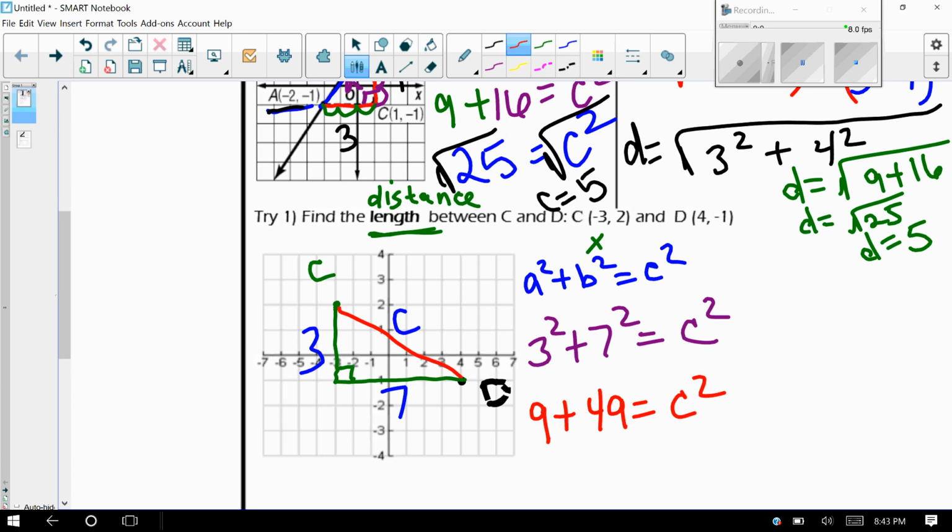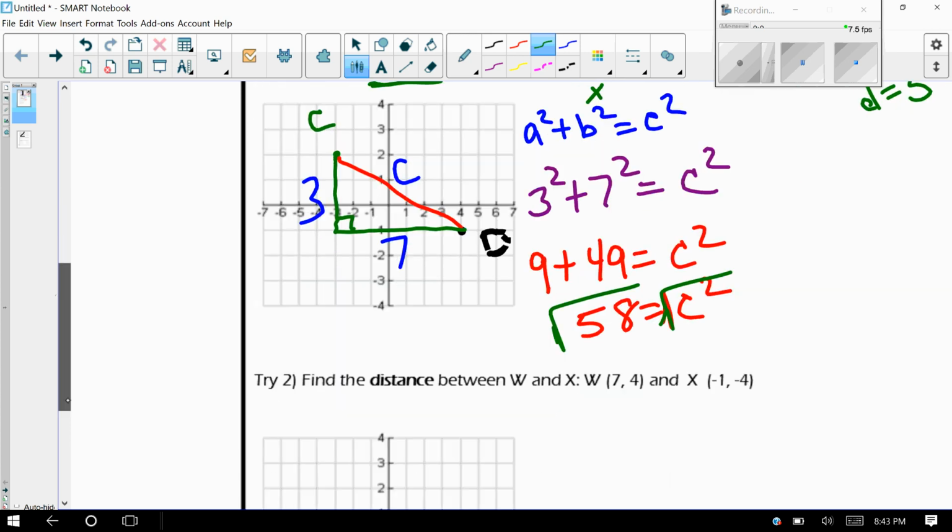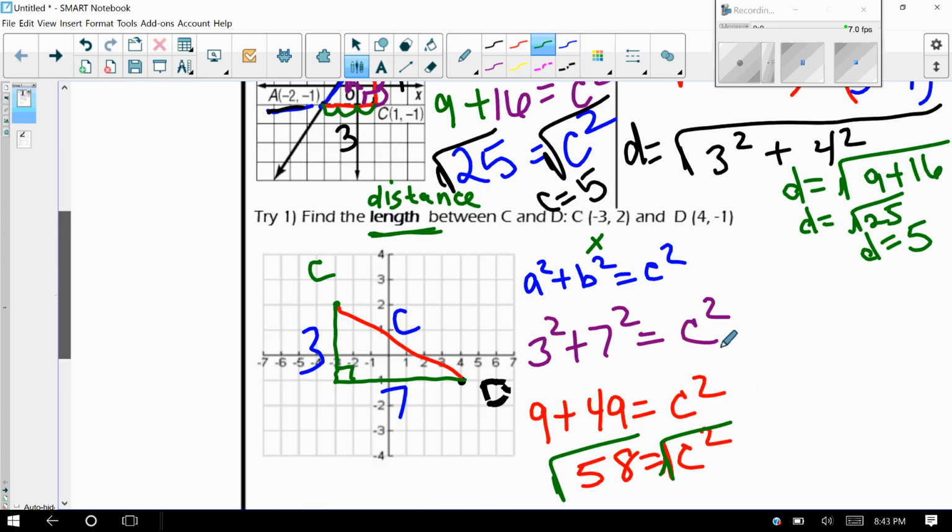49 plus 9 is 58. And unfortunately, that's not a very good number. So what I'm going to do is just take the square root of each side. Since the c is squared, to get rid of it, we take the square root of each side. The square root of 58 is a decimal. I want you guys just to leave it like that. So I want you to write C is equal to the square root of 58, or the distance is equal to the square root of 58.